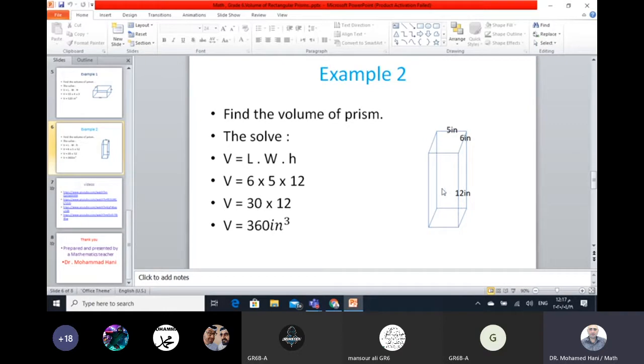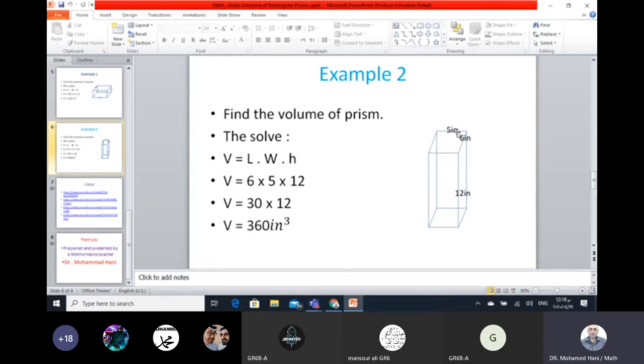So how do we find the volume? Write the formula. V equal L times W times H. So the value of L will be 6. So write here 6 multiplied by the value of W, which is 5, and the value of the height will be 12. So I can write now 6 times 5 times 12. 6 times 5 will be 30. 30 times 12 will be 360.